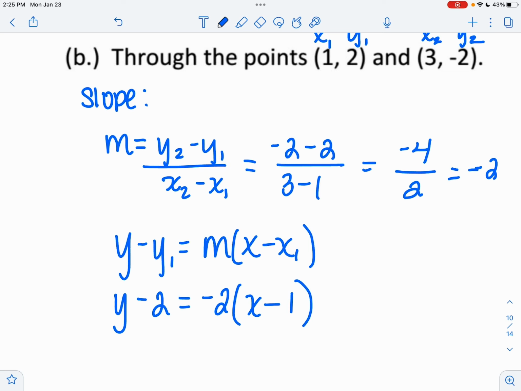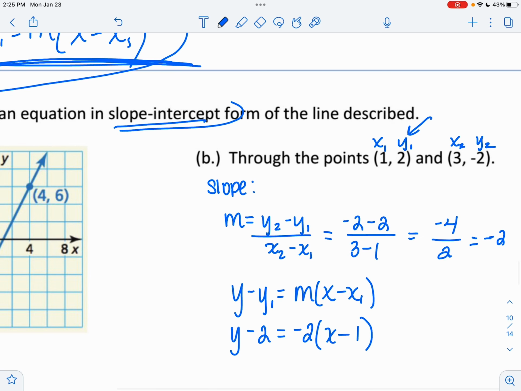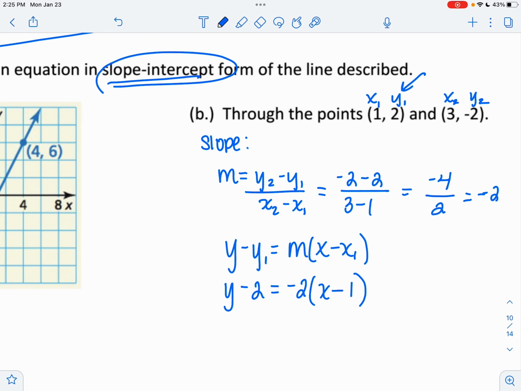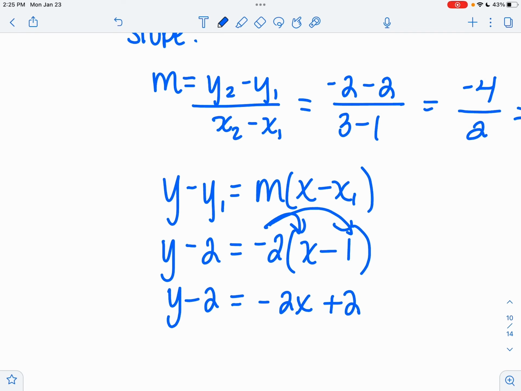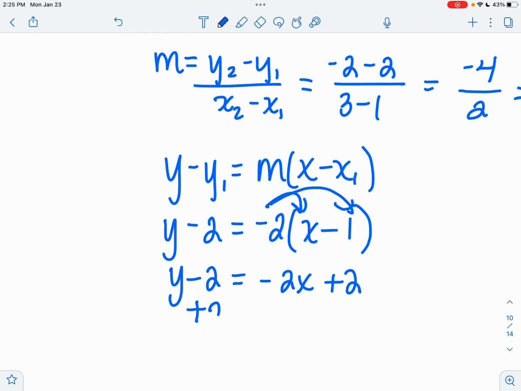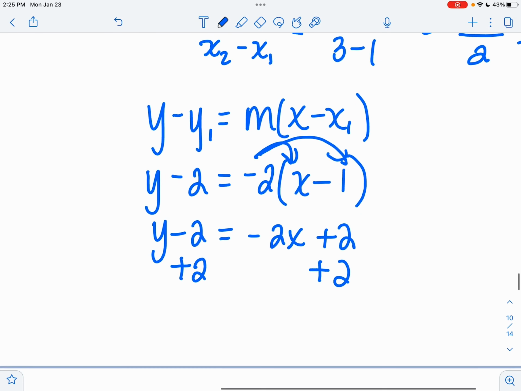-2 times x minus 1. And the problem is asking us to write our final answer in slope-intercept form, which means to isolate y. Y minus 2 equals -2x plus 2, and then add 2. And we get y is equal to -2x plus 4.